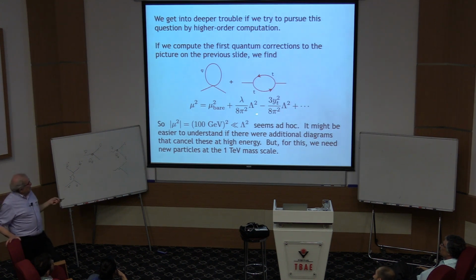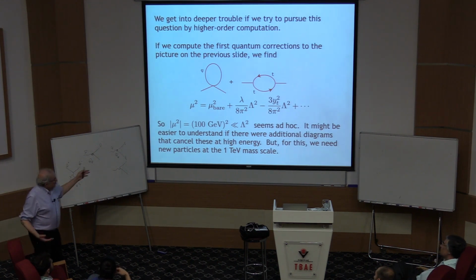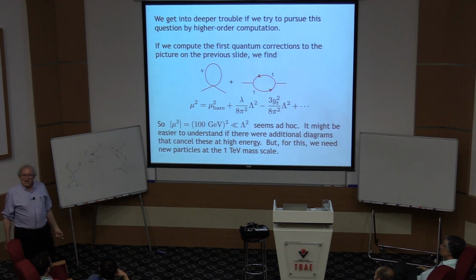So depending on which correction is really dominant, the mu bare can be very positive and canceled by this term so that mu squared is a little negative. Or if this term is dominant, it could be the other way around. So actually, there really is no way to predict the sign of mu in this theory unless you have an understanding of some deeper theory that leads to this theory. So that's what we've got to look for.